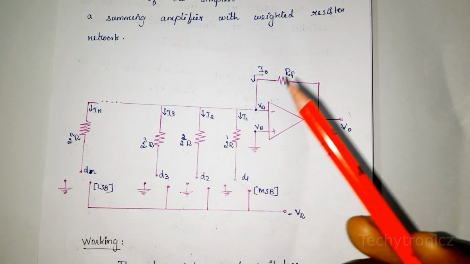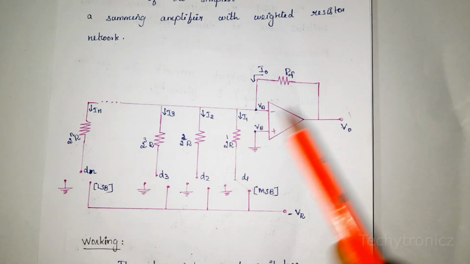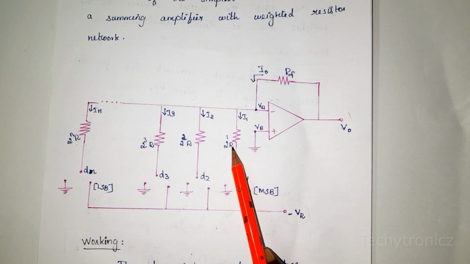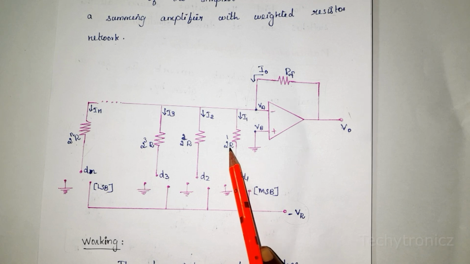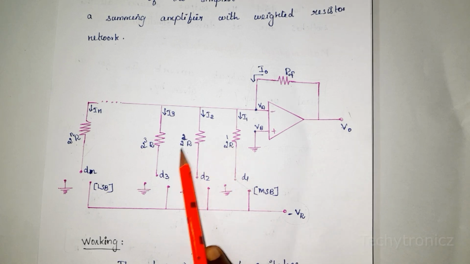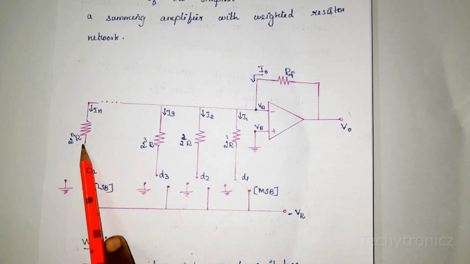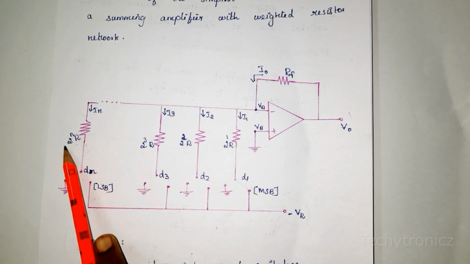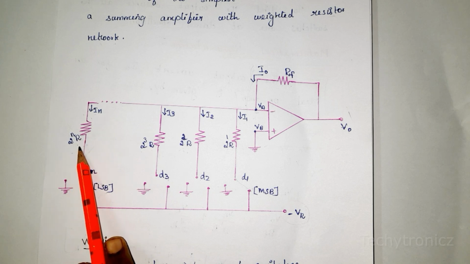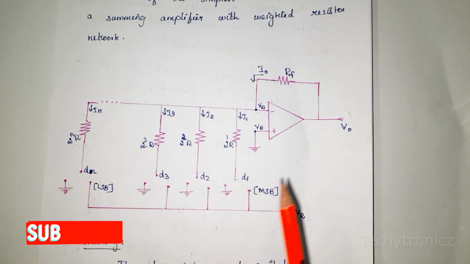What is the meaning of weighted resistor? It means the resistance values are different: the first resistance is 2 power 1 into R, then 2 power 2 into R, then 2 power 3 into R, up to 2 power n into R. So the resistance values are different, the weightage is different. This is called weighted resistance.